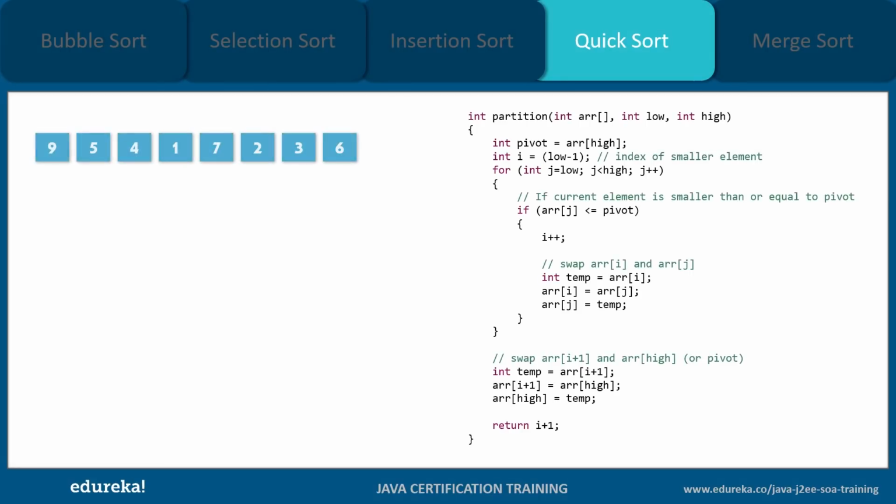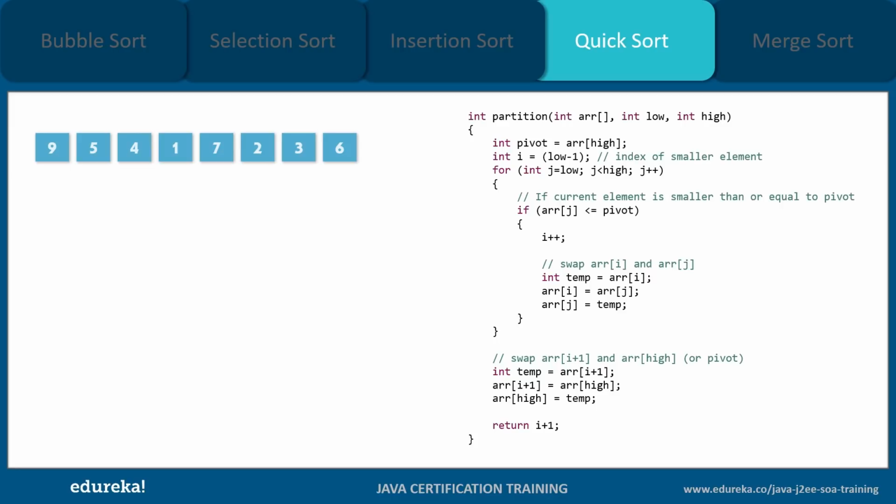So consider the set of elements 9, 5, 4, 1, 7, 2, 3, and 6. So what we try to do over here is we will decide one of the elements in this array which can be serving as a pivot. So the pivot element is the element which can be either the first element, the last element, or the middle element, or any random element of your choice. So it can be any element.